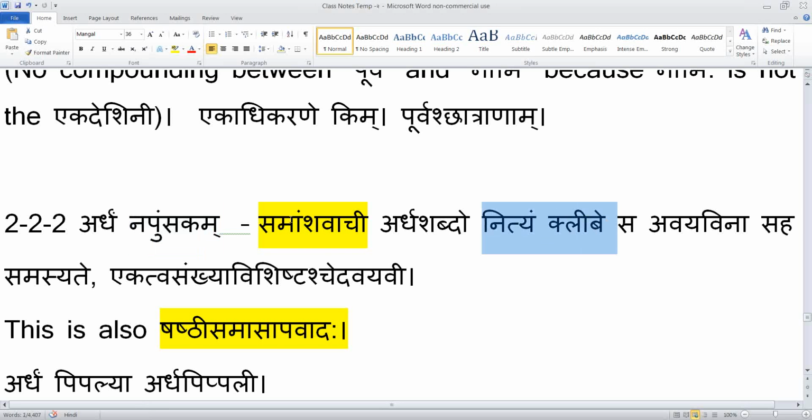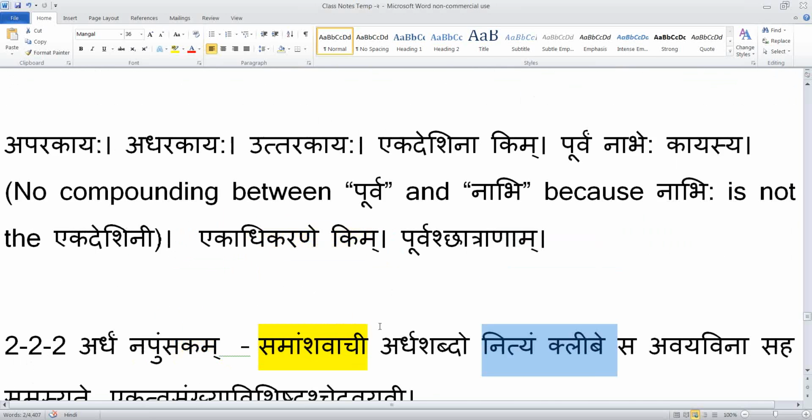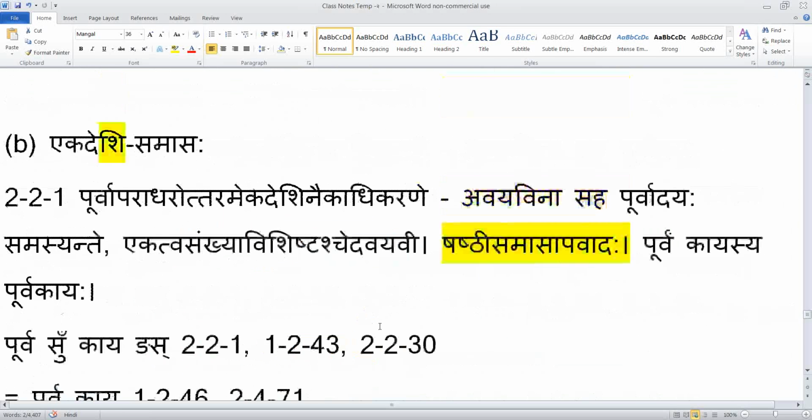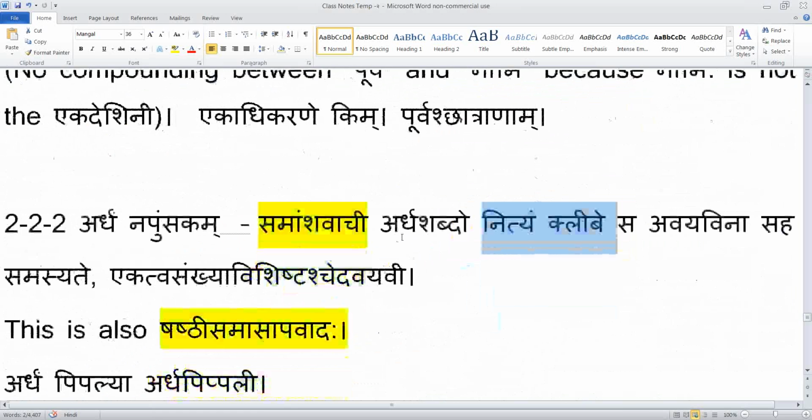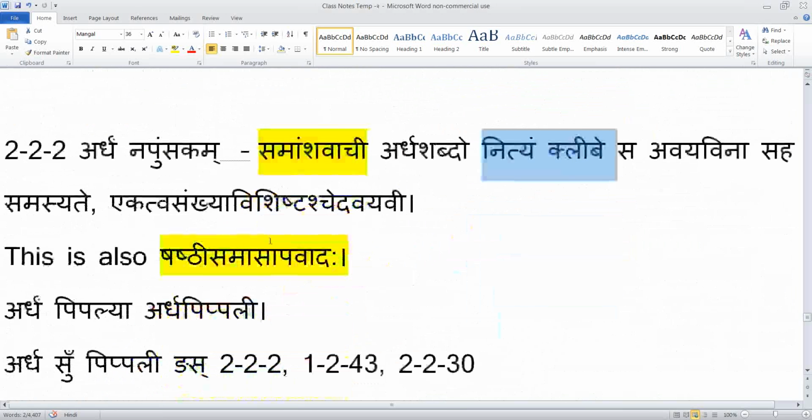This is Siddhanta Kaumudi, nityam klibe saha. Avayavinasaha ekadeshinasaha avayavinasaha samasyate. Because from this sutra which we saw over here, pura paradharottaram ekadesh, this ekadeshina ekadhikarana is coming down here. If you look at the example over here, this is also shashthi samasa apavadaha.